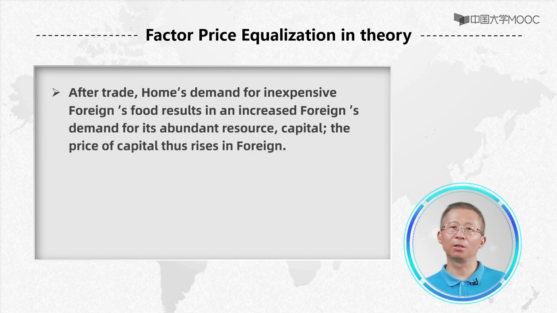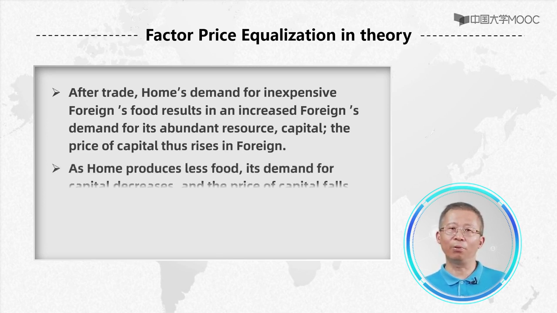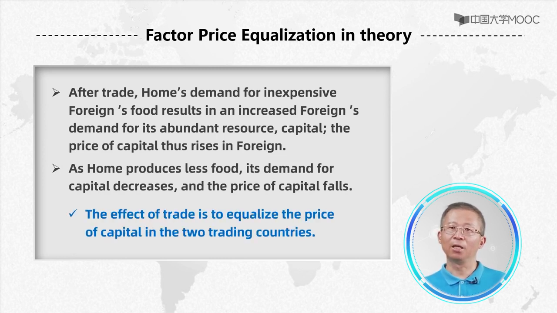After trade, home's demand for inexpensive foreign food results in an increased foreign demand for its abundant resource, capital. The price of capital thus rises in foreign. As home produces less food, its demand for capital decreases, and the price of capital falls. The effect of trade is to equalize the price of capital in the two trading countries.